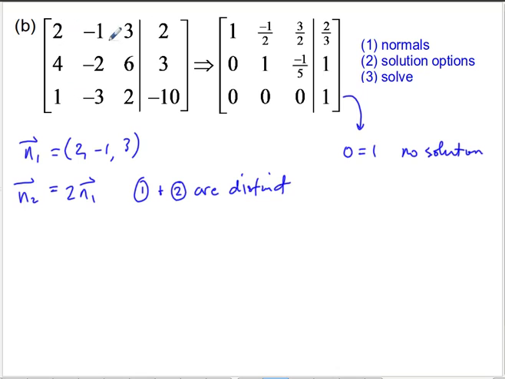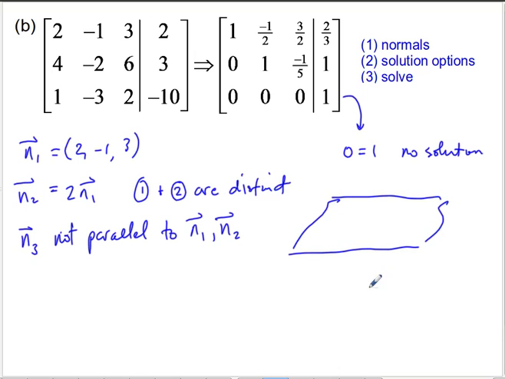Now what about going from 1 to 3? That's divide by 2. Oh no, divide by 2 doesn't work. So n3 is not parallel to n1 or n2. So now we have two normals, we have two planes that are distinct from each other.